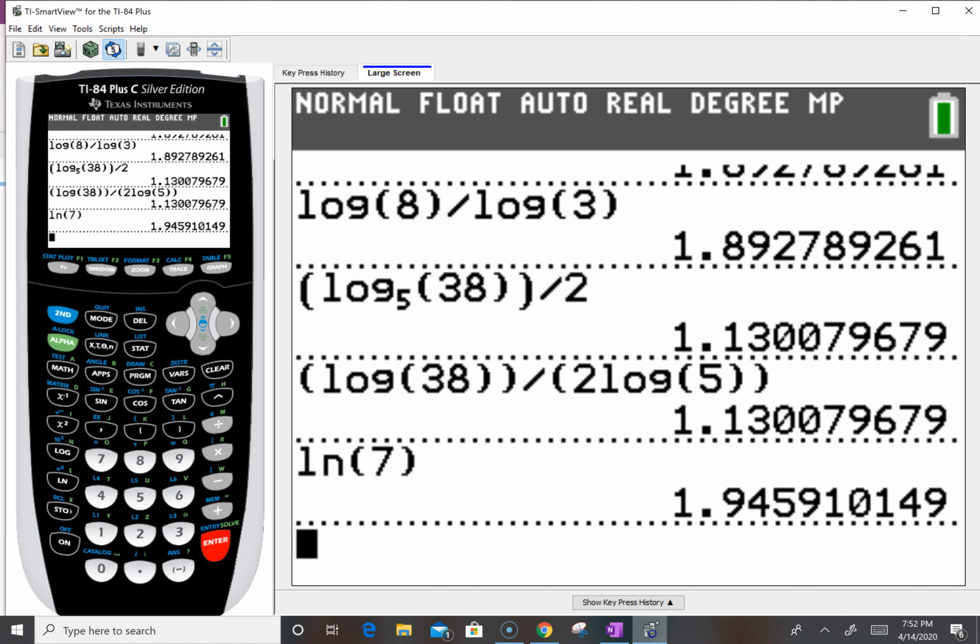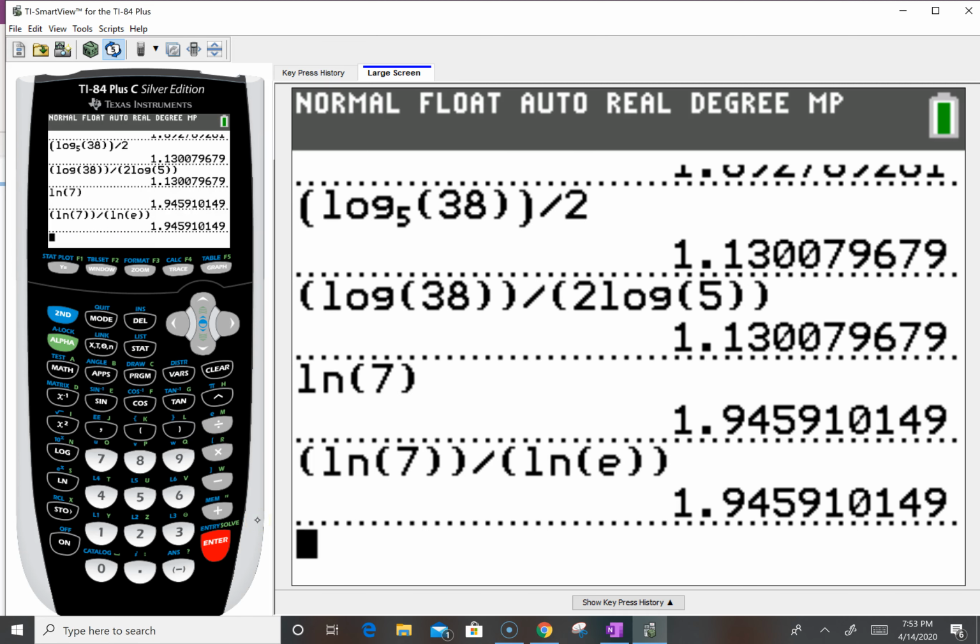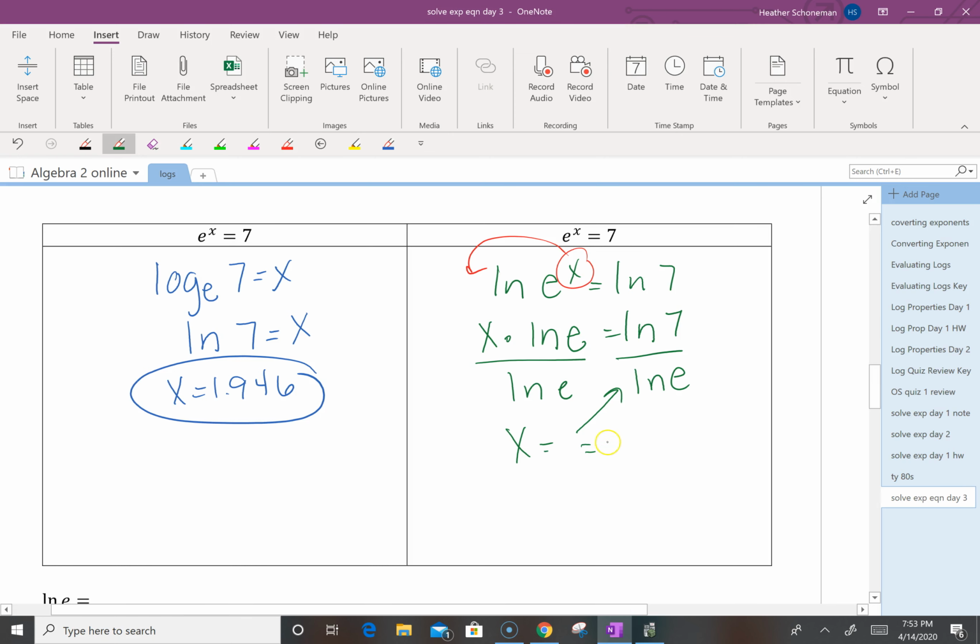Mrs. Shonman finally messed up, or I just messed up for the first time today. Let's see what happens. Numerator, natural log of 7 divided by denominator, natural log of e. Remember, e is above the division symbol. Second e, close parentheses again, enter. Oh my gosh, it's the same. So we get 1.946.